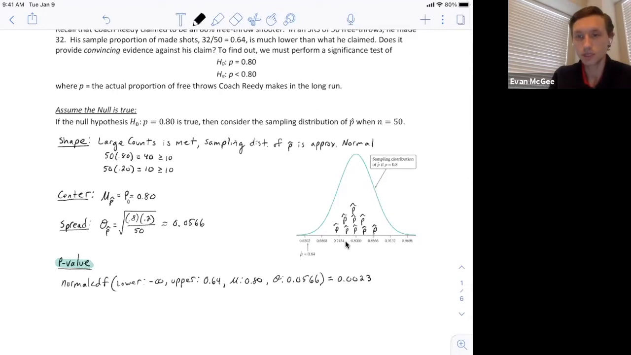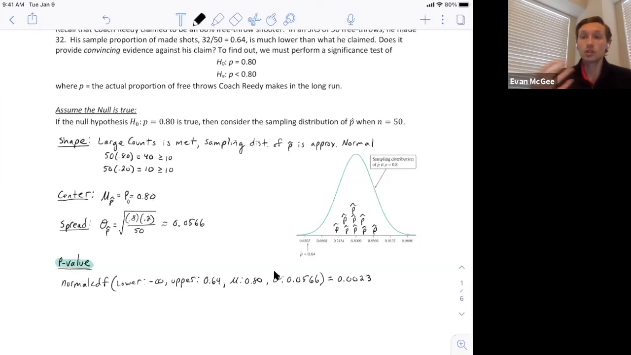So what we did is we used a sampling distribution, assuming the null is true, and we calculated the probability of this p hat occurring. So we did lower from negative infinity up to 0.64, because that's the p hat that we had, with the mean of 80 and a standard deviation of 0.0566, and that probability is 0.0023. So there is a very, very small probability of him making 64% of 50 free throws, assuming that he was an 80% free throw shooter.